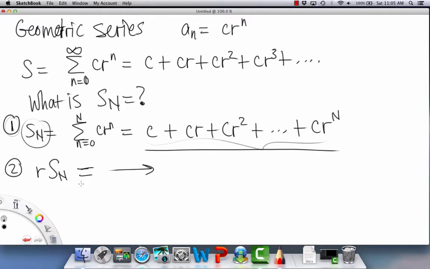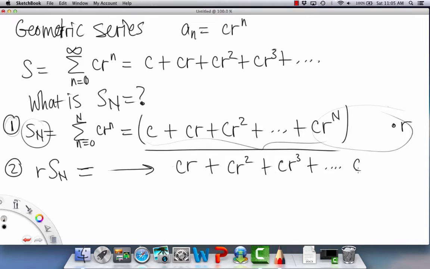So R times S_n would be, if we're multiplying everything here by R, then we get CR for our first term, plus, and I'm just lining them up for convenience, CR squared plus CR cubed plus dot dot dot. And our last term would actually be this thing, so C times R to the N plus 1, okay?